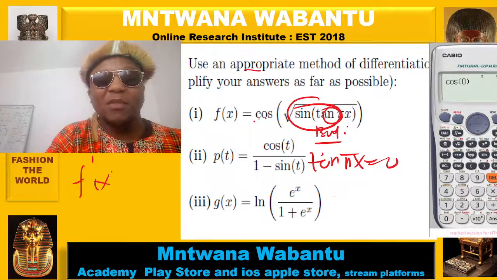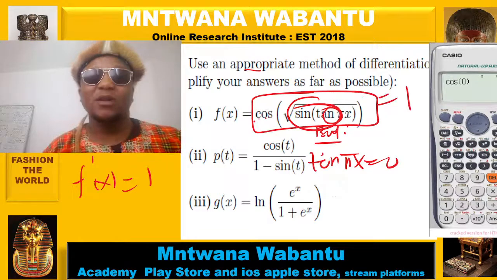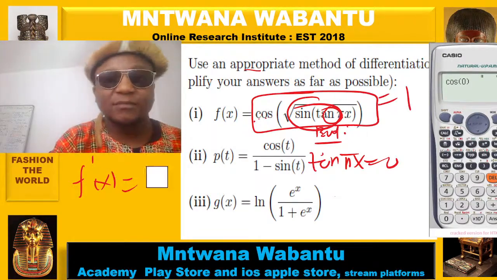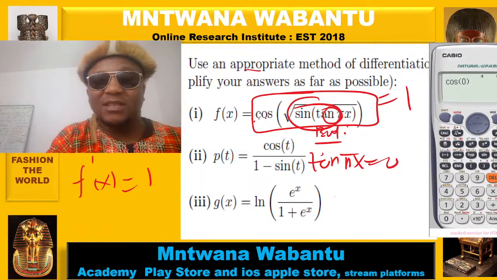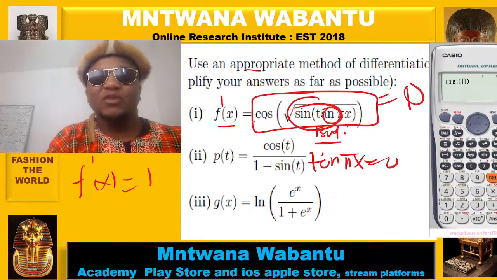So f prime of 1, we know it's going to be 0, because all this stuff here we know equals 1. And then when you differentiate it, f prime of x, you get 0. Let's go to the next question.